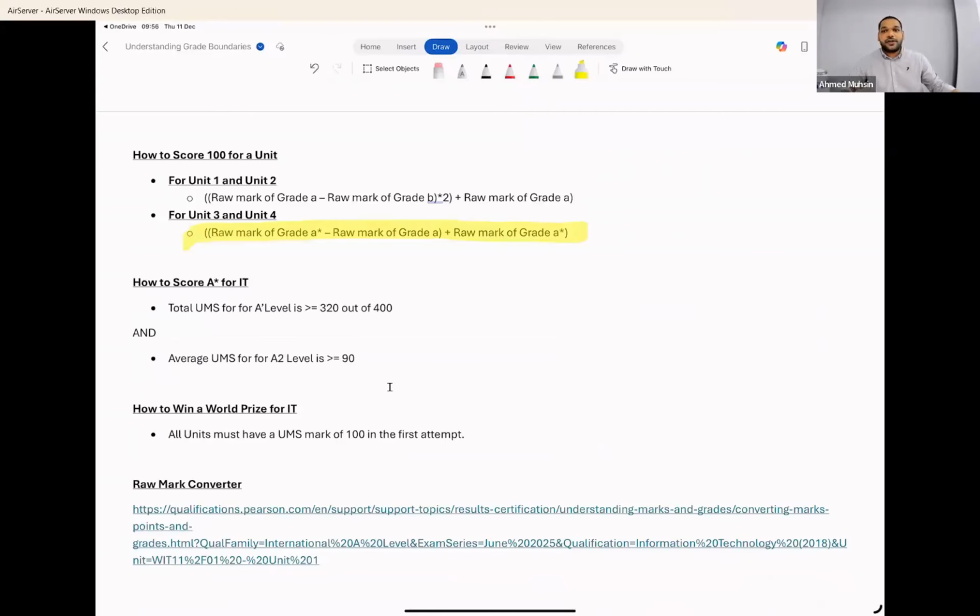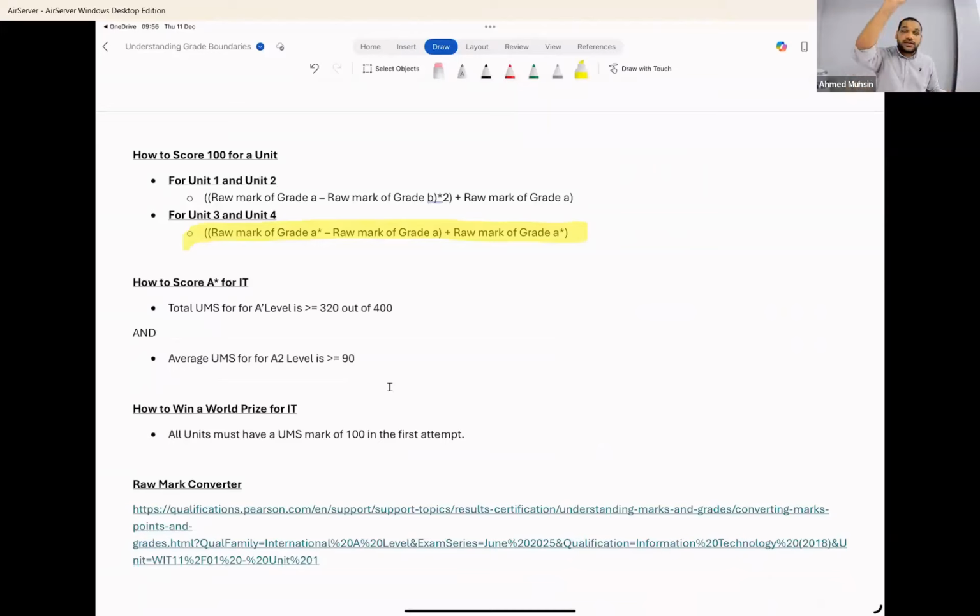How do you score 100 for a unit? Everybody, for unit 3 and unit 4, all of you okay? How do you score for unit 3 and unit 4? The formula is different from unit 1 and unit 2. Since I'm talking to A2 students, I'm going to talk about the unit 3 and unit 4 formula.